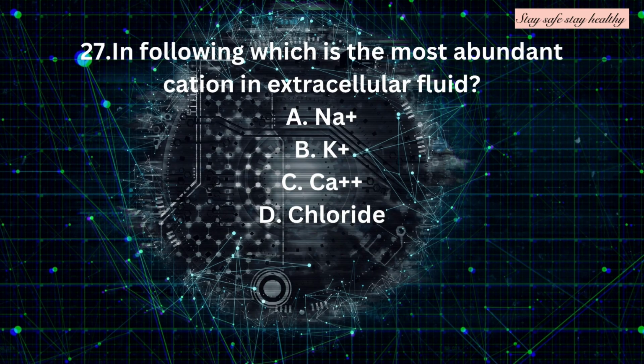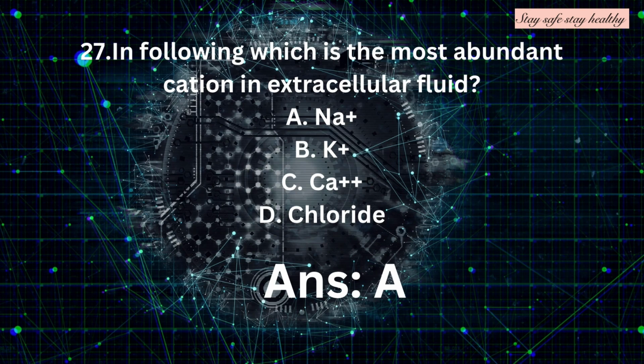In the following, which is the most abundant cation in extracellular fluid? A sodium, B potassium, C calcium, D chloride. Guess the answer. Yes, the answer is A sodium. Sodium is the most abundant cation in extracellular fluid. It plays a key role in maintaining homeostasis.